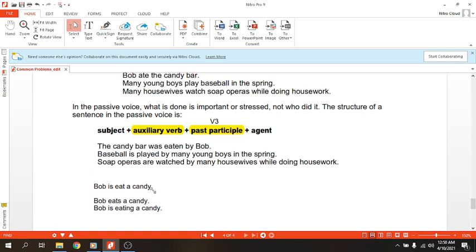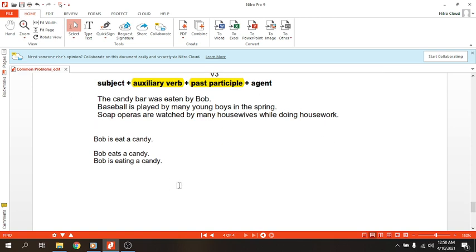Jadi kalimat "Bob is it a candy" itu nanggung, tenses tidak jelas, aktif atau pasif pun tidak jelas. Ya, ini kesalahan yang paling sering kalian lakukan. Kesalahan kedua, saya baru ingat, subject-verb agreement, itu sangat banyak salahnya juga.